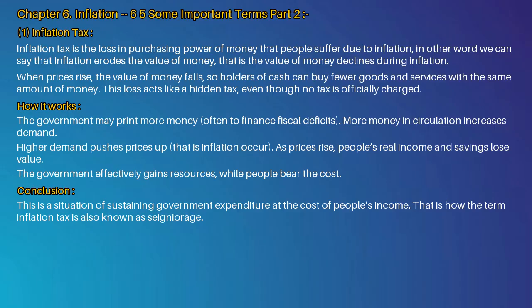How does it work? The government may print more money, often to finance fiscal deficits. More money in circulation increases demand. Higher demand pushes prices up, that is, inflation occurs. As prices rise, people's real income and savings lose value. The government effectively gains resources, while people bear the cost. Conclusion: this is a situation of sustaining government expenditure at the cost of people's income. That is how the term inflation tax is also known as seigniorage.